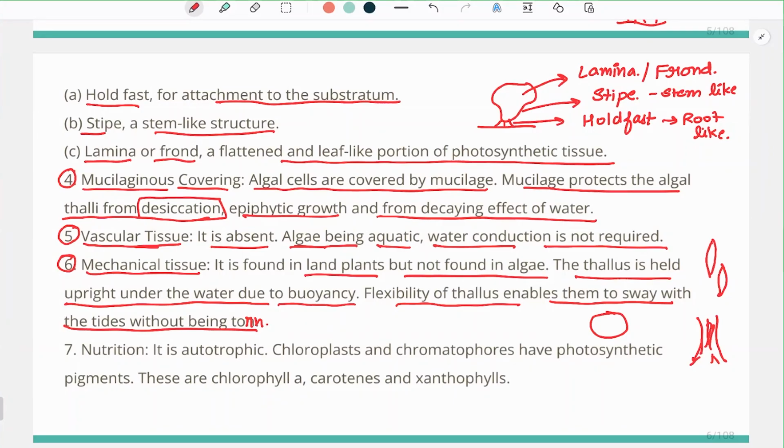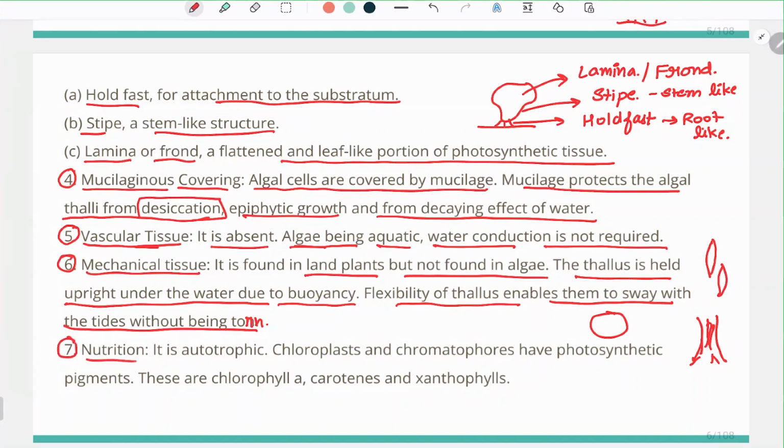The alga will become stiff, and if the alga becomes stiff, those waves are going to tear the alga apart. And when the alga is torn apart, the plant dies or something else happens. Because of this, nature does not give alga mechanical tissue. And because of the absence of mechanical tissue, the algae have flexibility. So whenever the tide comes, they sway with the tide, and when they sway with the tide, they prevent themselves from being torn.